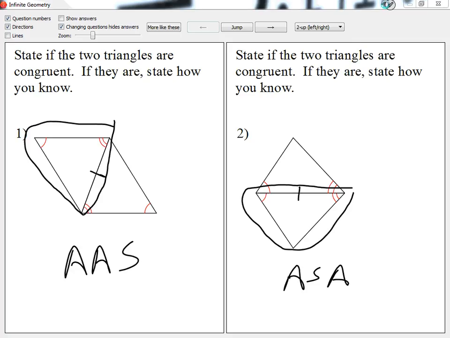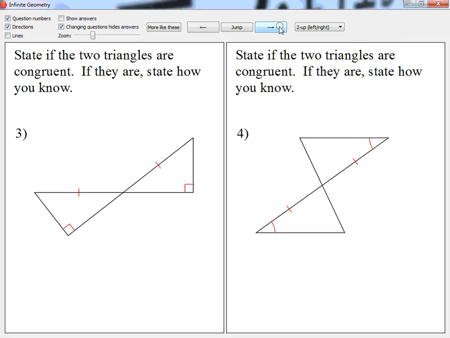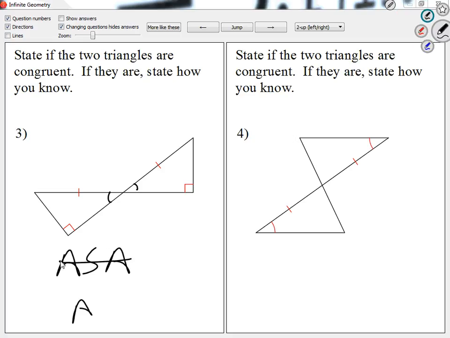Alright, so let's take a look at a few questions. Looking at number 3, we can legally mark those angles because of the vertical angle theorem. There's an X form, so those can be marked. Are those two congruent, and if they are, how do you know? You said angle, side, angle? So the side is in between the angles? Angle, angle, side.